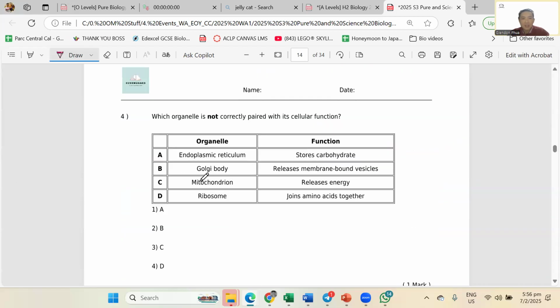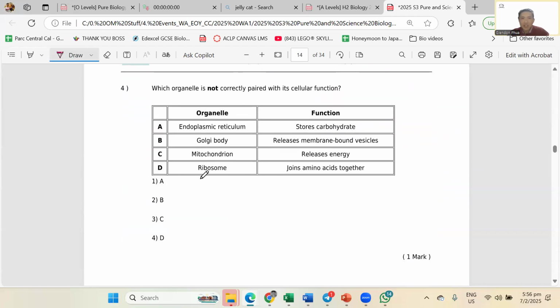All right. Question 4. Which organelle is not correctly paired with its function? So this one, once again, you must know your function, and I hope my story will help you. So let's go from the bottom. Ribosome joins amino acids together. If I join amino acids together, what do I get? I get protein. Just like how I take Lego bricks together, I'm building up a Lego figurine. If I join amino acids together, I'm building up a protein. Hey, this one makes sense lah.